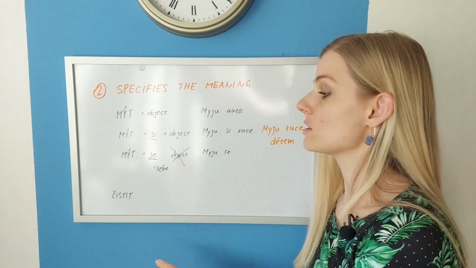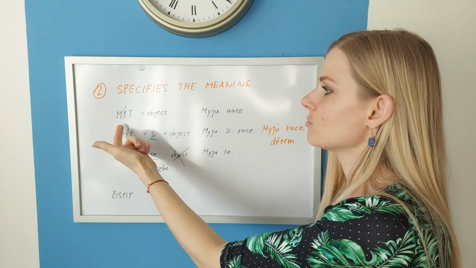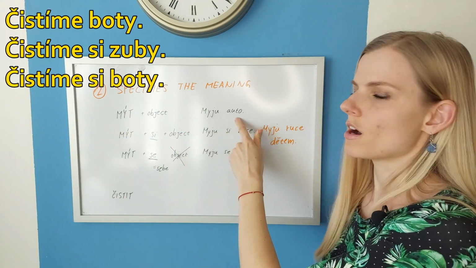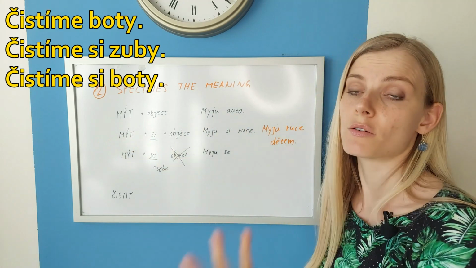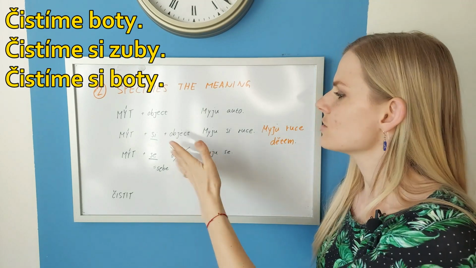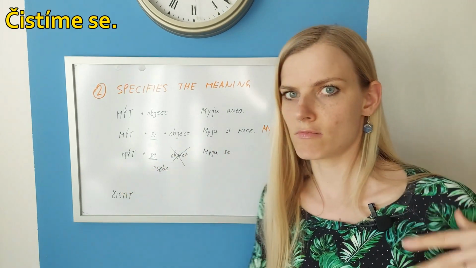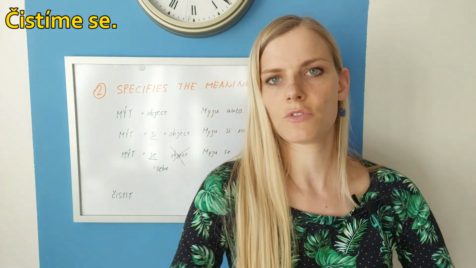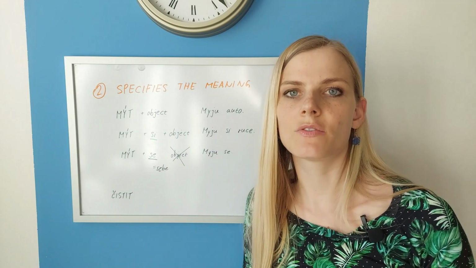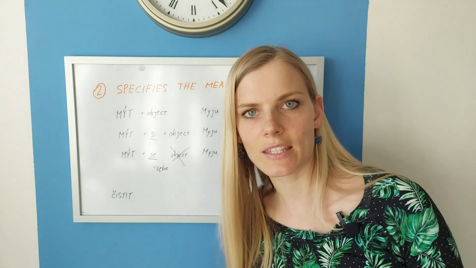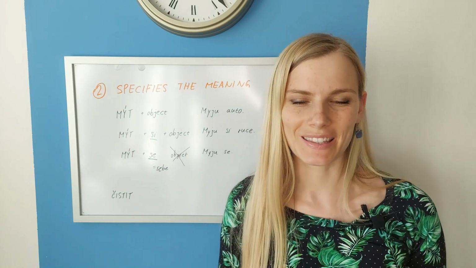The same case would be with the verb čistit, which means to clean or brush teeth. Čistit boty. Čistíme boty. We are cleaning shoes. Čistíme si zuby. We are brushing, cleaning our teeth. Čistíme si boty. We are cleaning our shoes. Čistíme se. We are cleaning ourselves. There are more verbs like this. Maybe you know the case with the verb objednat se, objednat si, and objednat plus an object, but I'm just not going to be able to fit it in this video.